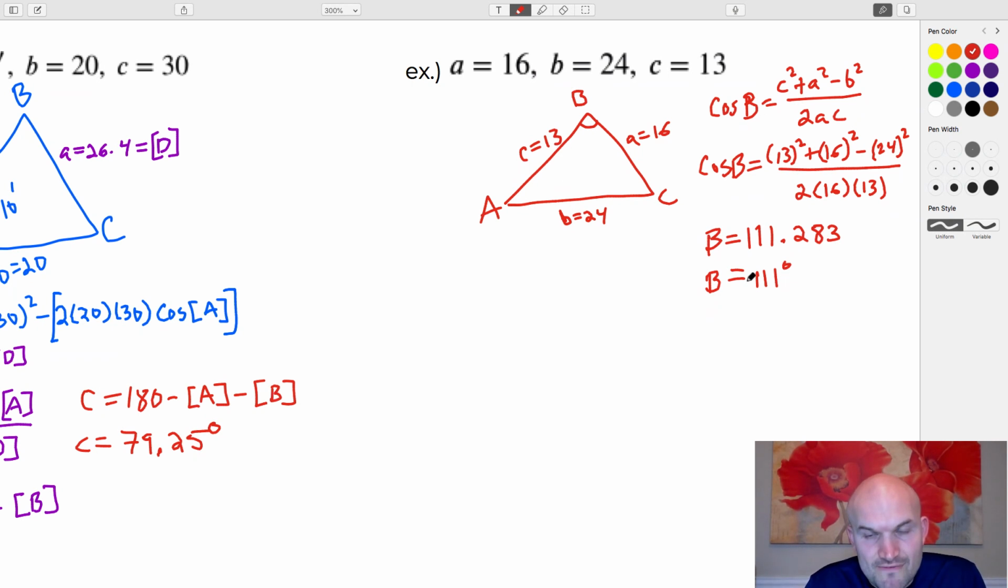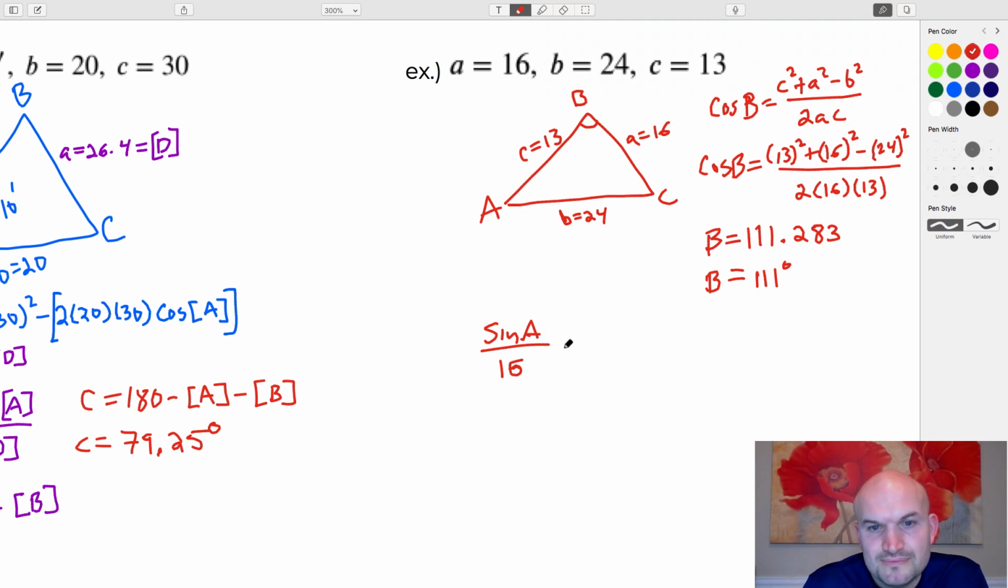So now that I found the largest angle, I know my other two angles are not going to be obtuse. So now I can just use the law of sines. I need to find another angle. You can do A or C, it doesn't really matter. Let's just find A. So let's do sine of A. Or what did I do actually in this? Yeah, I solved for A.